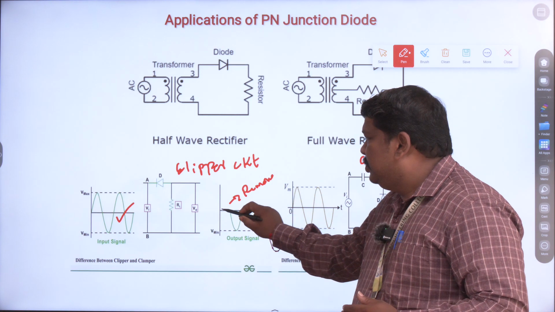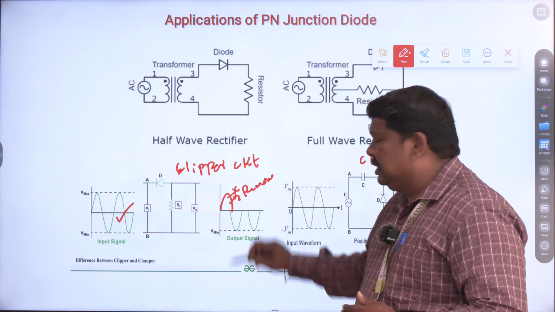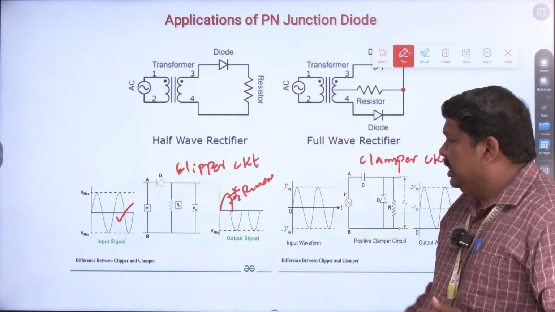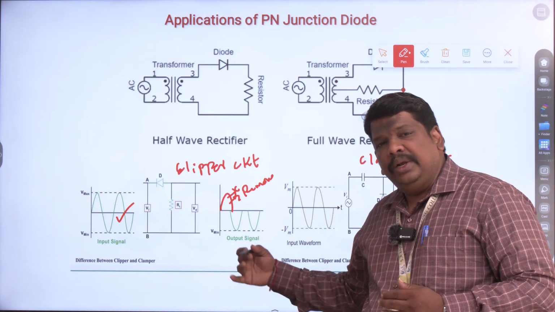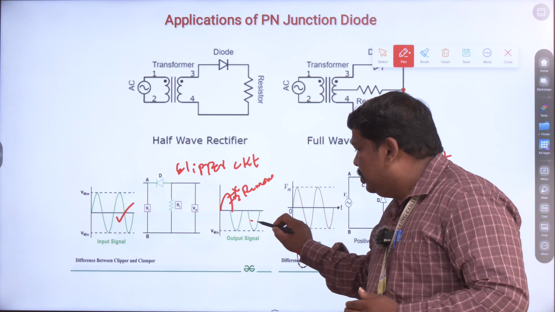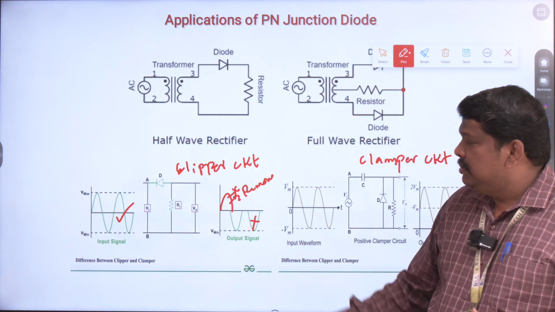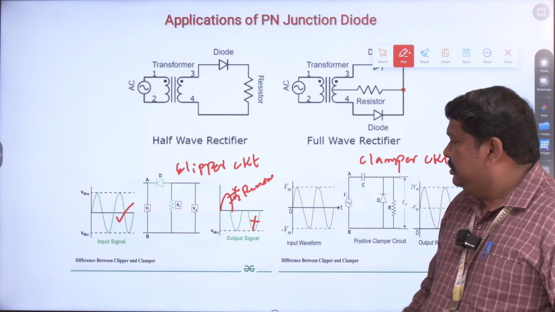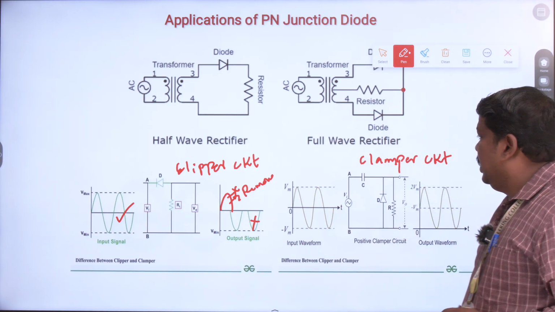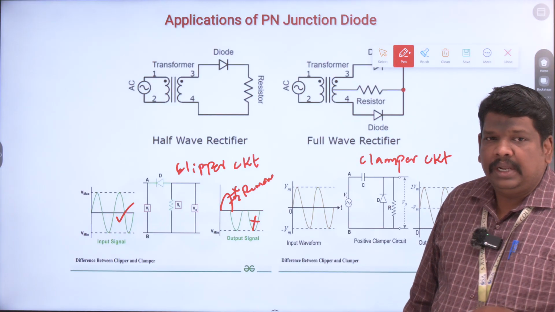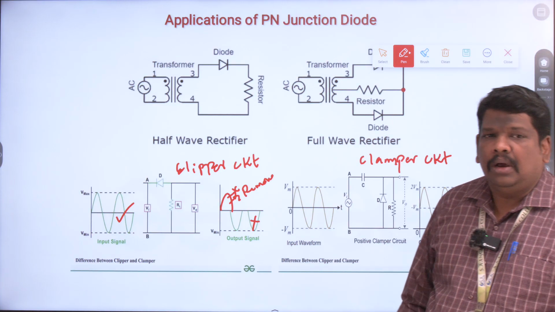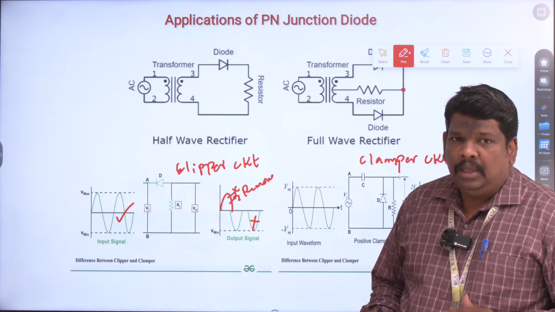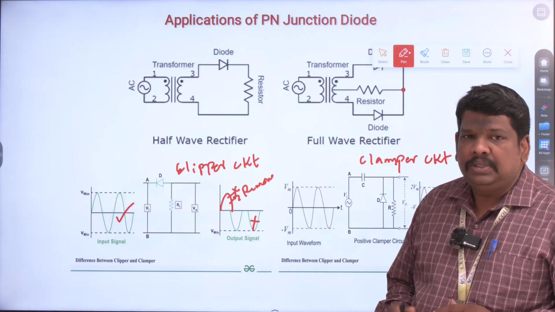Here, I have removed the positive portion. If you want to remove the negative portion, we are able to remove that also, based upon the connections of the diodes. In a clipper, the diodes will be connected either in series or in parallel, because there are many types of clipper circuits.